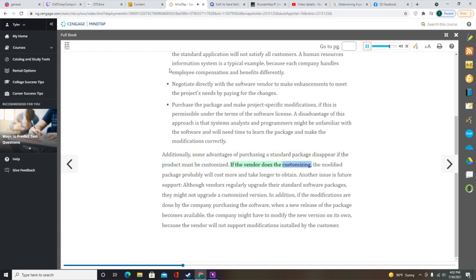If the vendor does the customizing, the modified package probably will cost more and take longer to obtain. Another issue is future support. Although vendors regularly upgrade their standard software packages, they might not upgrade a customized version. In addition, if the modifications are done by the company purchasing the software, when a new release of the package becomes available, the company might have to modify the new version on its own, because the vendor will not support modifications installed by the customer.